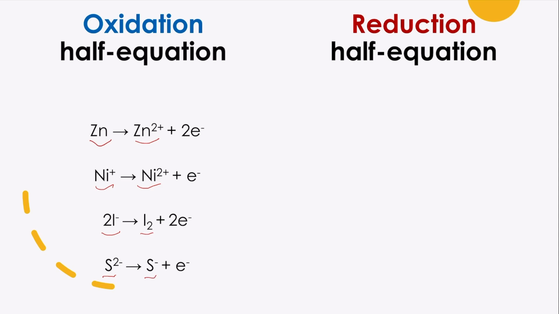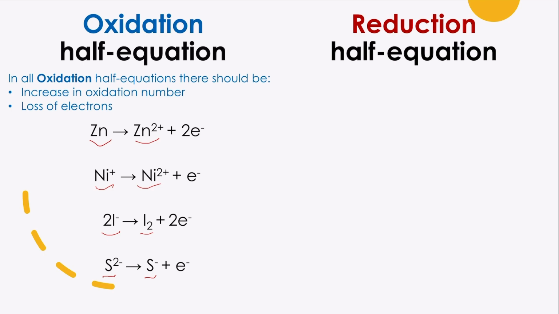But what is in common between all of them? All of them are accompanied by an increase in the oxidation number. The oxidation number in the first one has been changed from 0 to positive 2, from positive 1 to positive 2, from negative 1 to 0, from negative 2 to negative 1. So all of them are accompanied by an increase in the oxidation number. And of course, all of them have electrons in the products. So these are the two main features in any oxidation half equation.